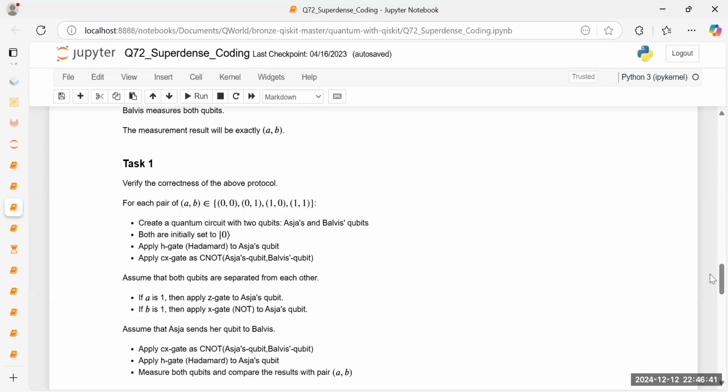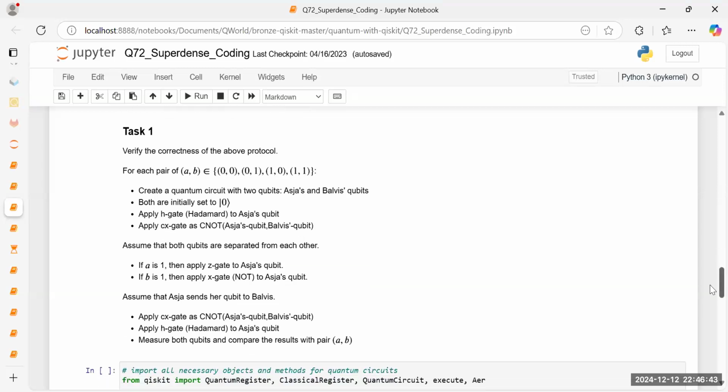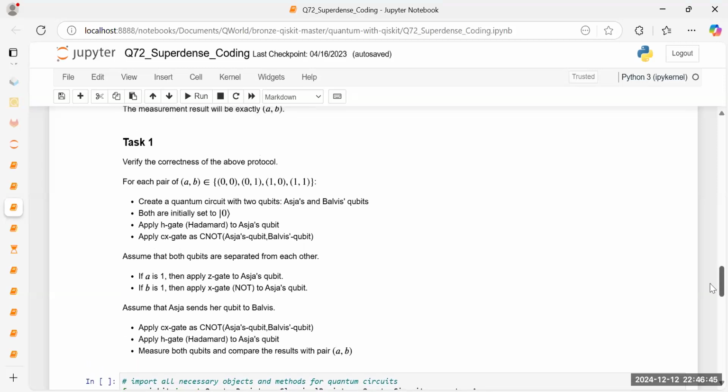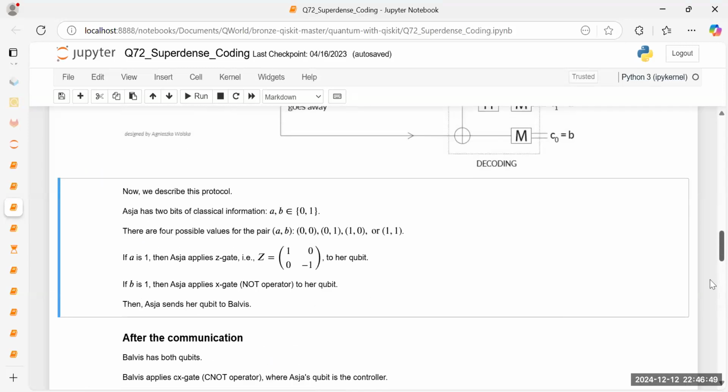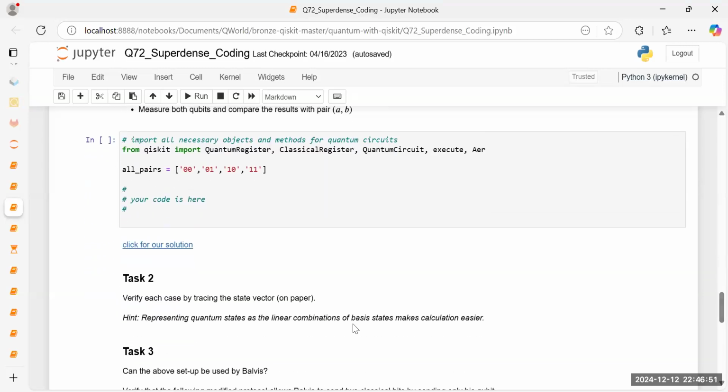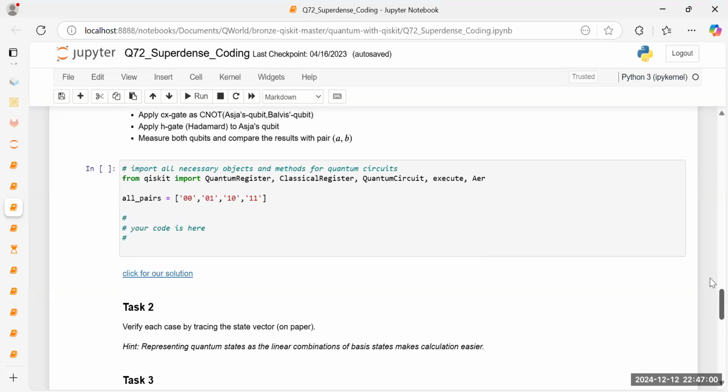Balvis could have been the one to apply the gates to encode some information and send to Asha to decode it. So let's go over the states as they transition through the protocol.